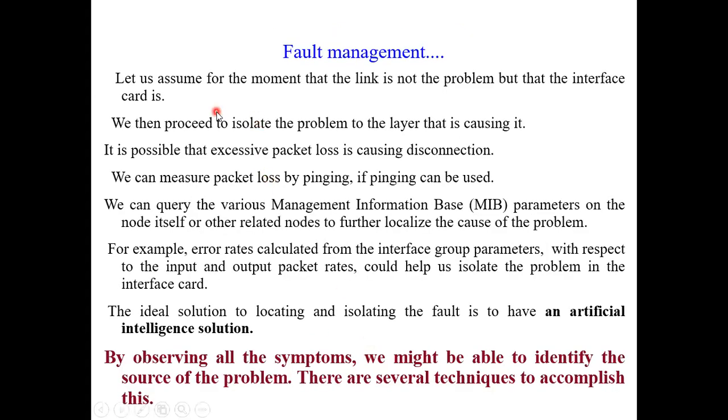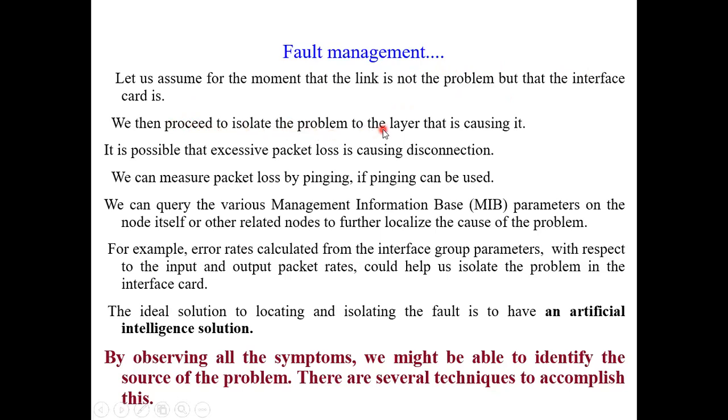Okay, continuing with fault management, suppose we ask whether the problem is in the link, or in the router, or in the switch. Suppose for the moment the link is not the problem. Then where is the problem? These are some discussions given to show how you will find out: if not this, then it might be this, there is a problem in the other thing. So suppose the link is all okay. Then the interface card might be faulty. So then we proceed to isolate that interface card.